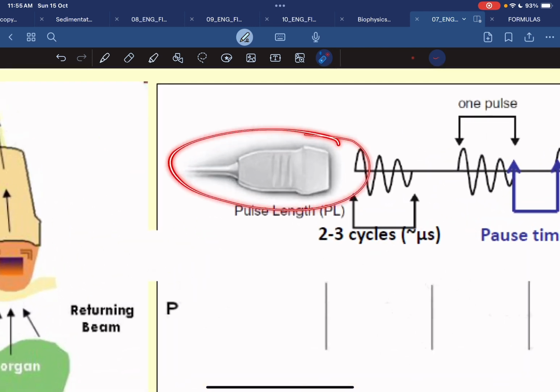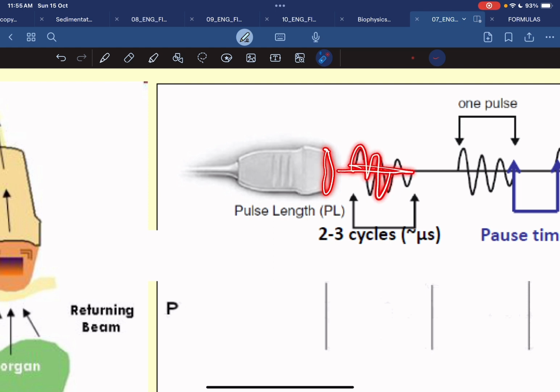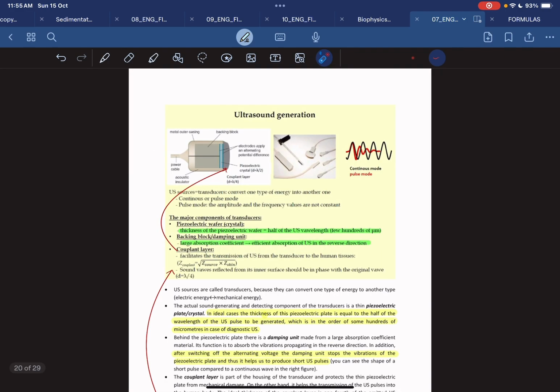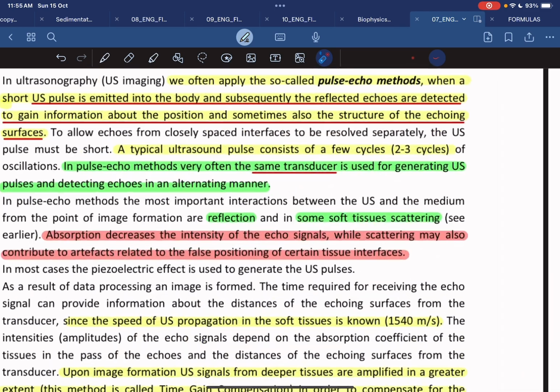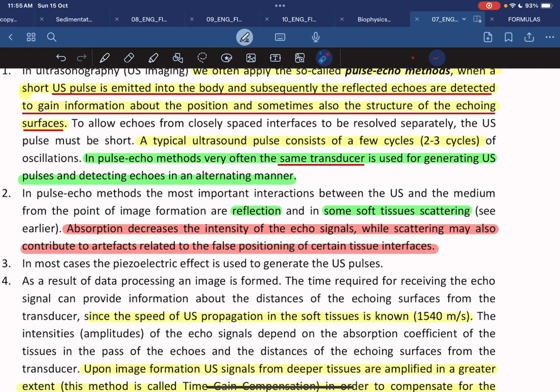This is called a transducer. This guy will produce ultrasound using piezoelectric materials. It will produce an ultrasound with 2-3 waves, okay, and then it will also detect the ultrasounds coming back later on, okay. And then what else do we have? Yeah, reflection.